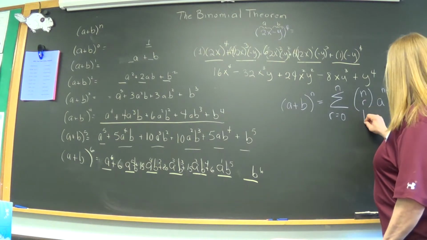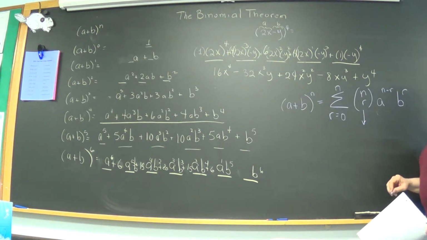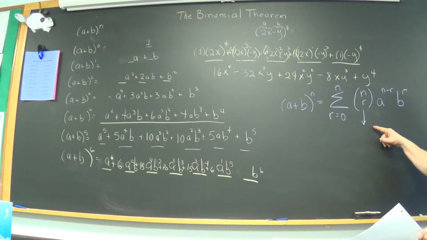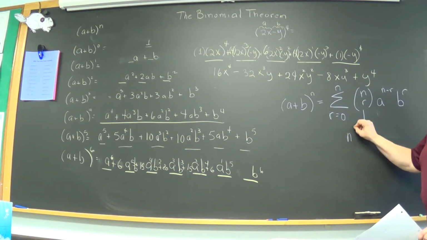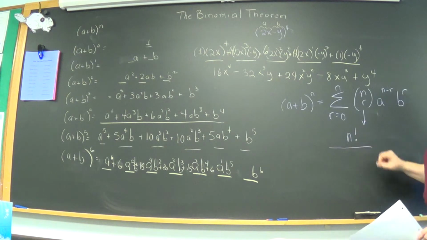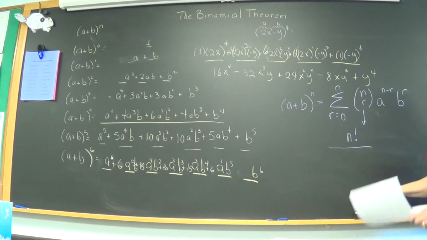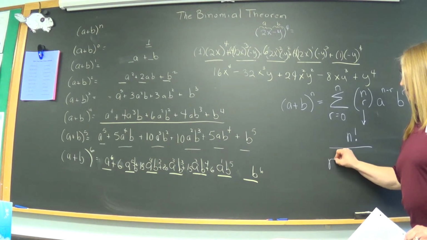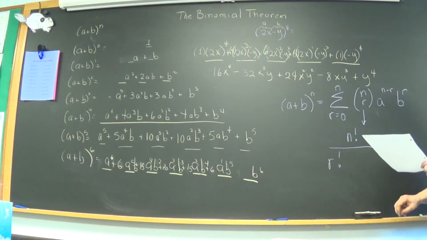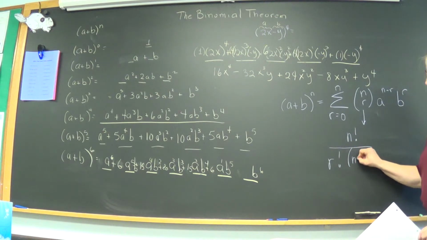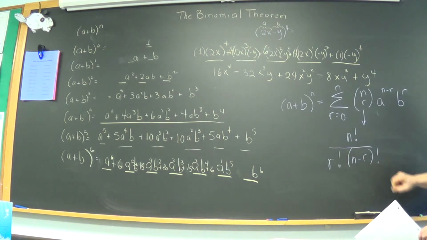So what is n over r? This is an expression that tells you a coefficient or a number. That number is n factorial, which we've been working with factorials for this day, n factorial over r factorial times (n minus r) factorial. All right.